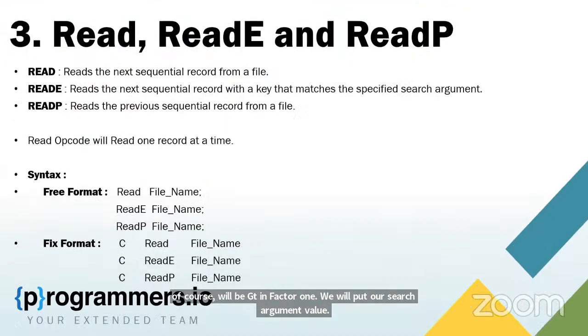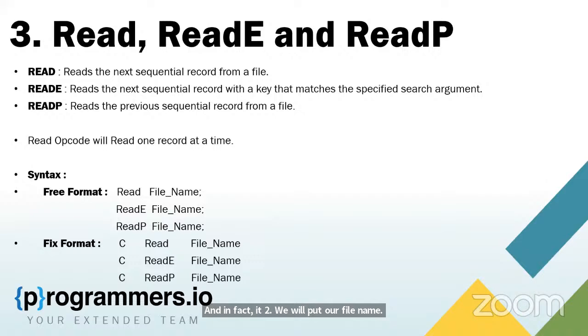Now, we have successfully set the pointers on our files. So what will we do next? After setting up the pointer, we will read the file. To read a file in AS400, we have three read opcodes: read, read-E, and read-P. Read will read the next record from a file.